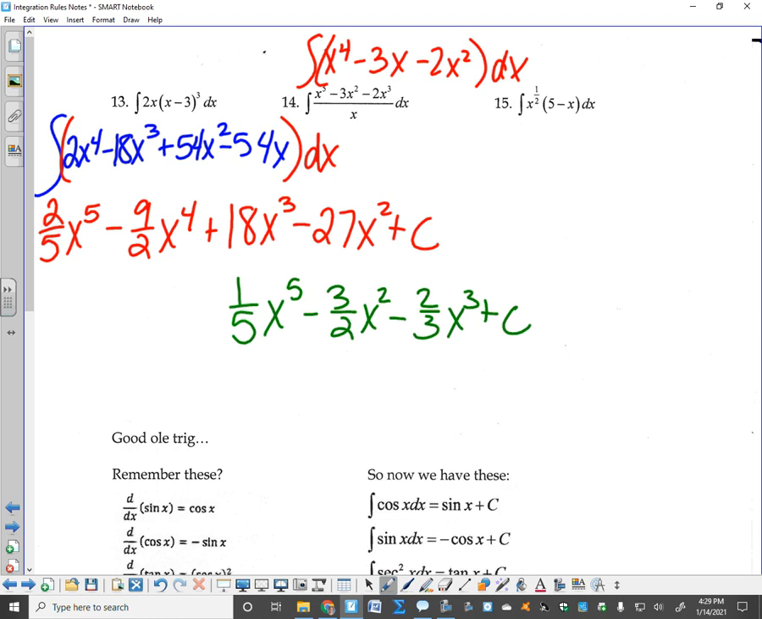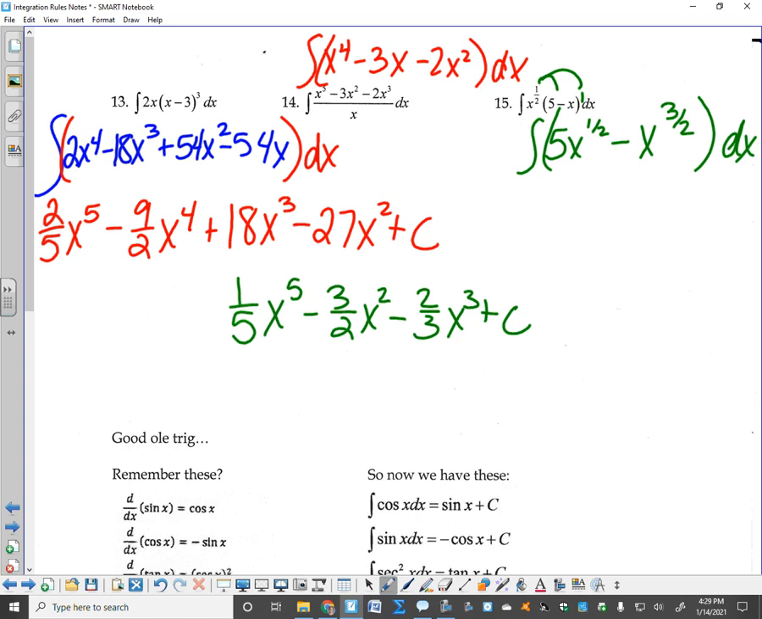Again, no product rule, so I'm going to distribute. So 5x to the 1/2 minus... that's a 1 for a power. When you multiply, you add your powers. 1 plus 1/2 is 3/2. Good notation. dx.